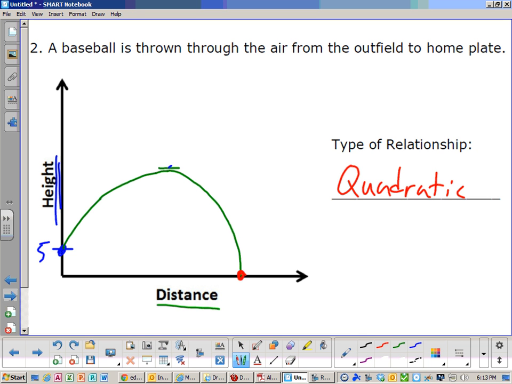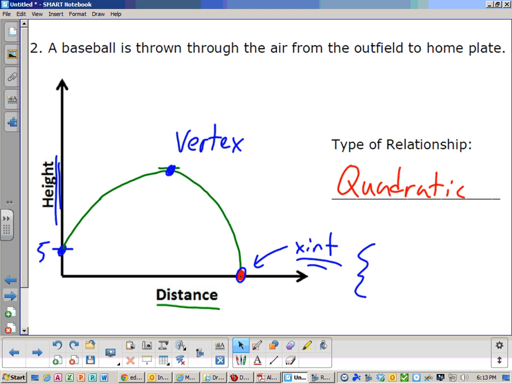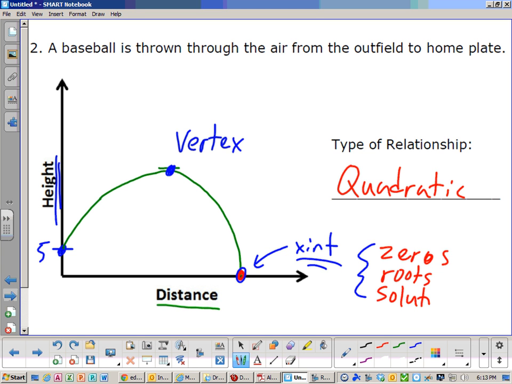FYI, this very top spot is called the vertex because it's the highest point of it. Once again, this is your x-intercept. But also, for those who did not know, an x-intercept goes by 3 other names that it also has. It could also be called the zero, right? It also could be called roots, right? Zeros or roots, or even sometimes it's called solutions. Solutions. But this is a quadratic relationship.